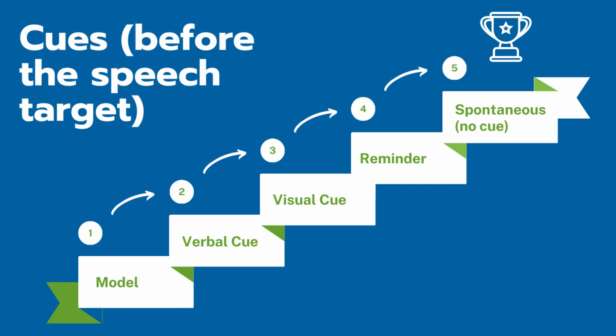Remember, our goal is to provide the cue that allows the speaker success most of the time. If they make a mistake, you can repeat with a more supportive cue. If they continuously get it right, you can use a less supportive cue. Your SLP will guide you as to what cues to use and when to move to the next step of the speech stairs.